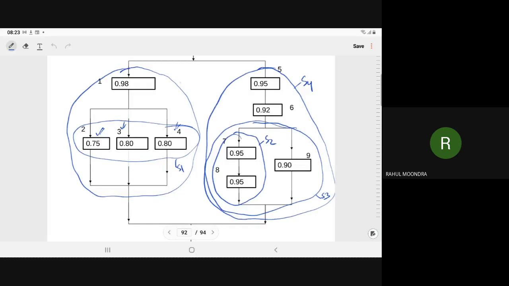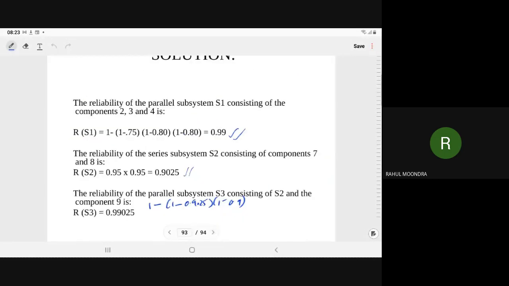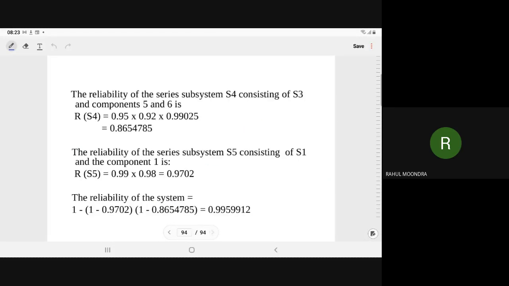Then the reliability of the series system S5 consisting of S1 and component 1. So this is subsystem S5, a series arrangement containing component 1 and subsystem S1. So the reliability of subsystem S5 will become 0.99 into 0.98, so 0.9702.